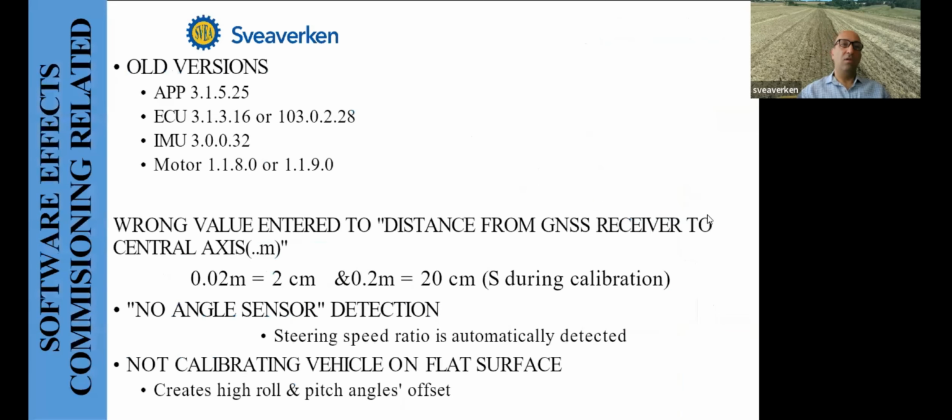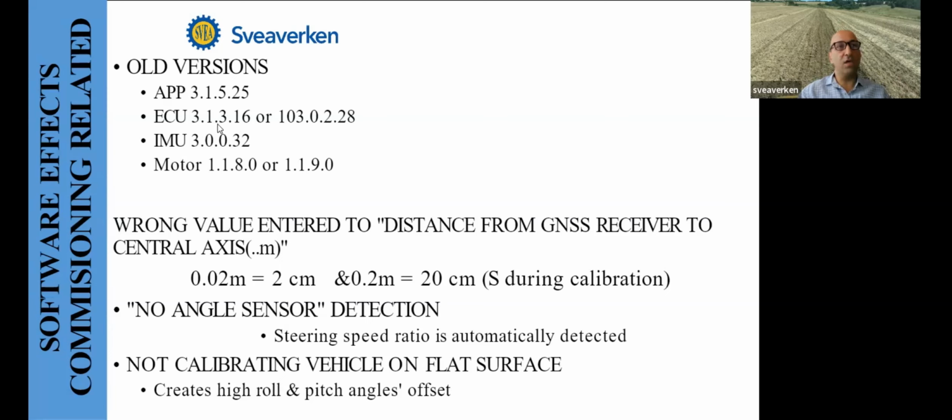So when we come to the software sides, most of the time we are aware that the versions are not the latest one. So we have old versions. Those versions may have some problems in them. So you should be aware that the app version for the time being is 3.1525. And the ECU, we have 2 different versions. When you look at the about pages, you should see that all of the versions are like this. Especially the IMU version is important and the ECU is important.